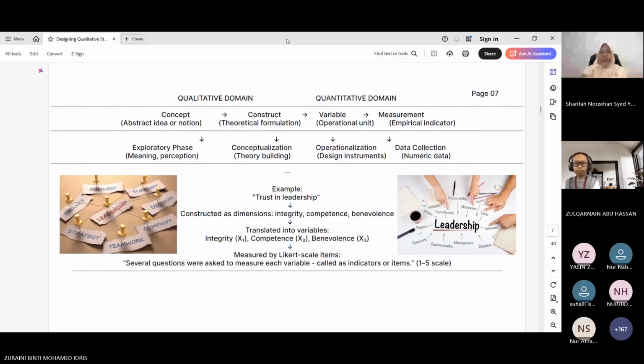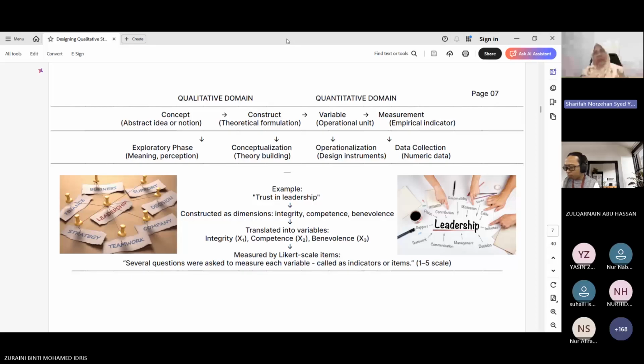But your research outcome will be used by those in the quantitative domain to operationalize it. And they will be the ones who are going to do some measurement, doing some empirical studies, and analyze it statistically to justify that integrity, competence, and benevolence is actually influencing the trust in leadership. They are the ones who are going to test that. We don't. We stop at the construct.